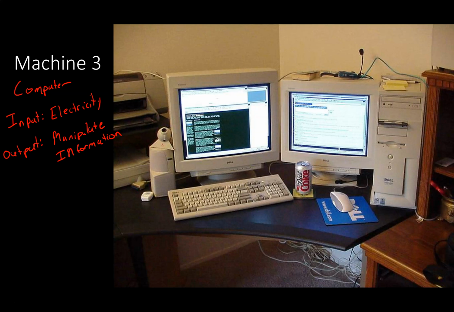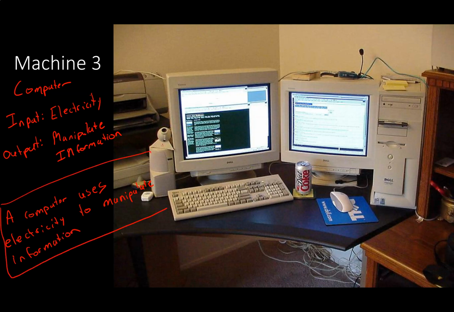So if we were to put this into a sentence, we would say a computer uses electricity to manipulate information. Okay, so that is what we have when we're thinking about a computer. And all computers are doing this at some level.